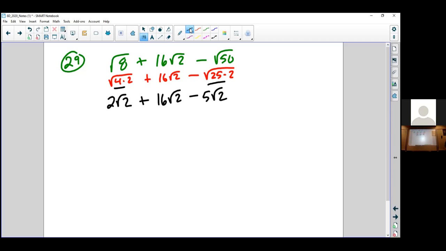Now we have the exact same radicals, so we can add the radicals up. The radical itself doesn't change when you add or subtract. It just acts like a variable. So we just count. So 2 and 16 added together is 18. 18 subtract 5 is 13. So I wind up with 13 root 2. Cool. What else did you see, my friends?